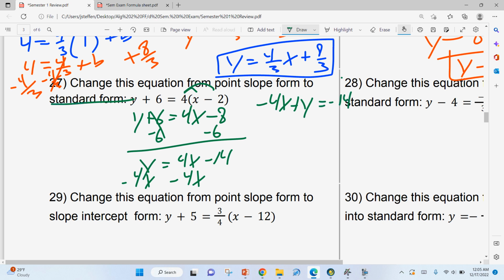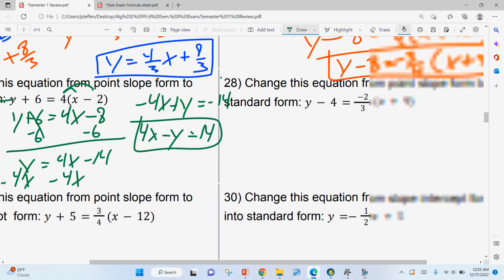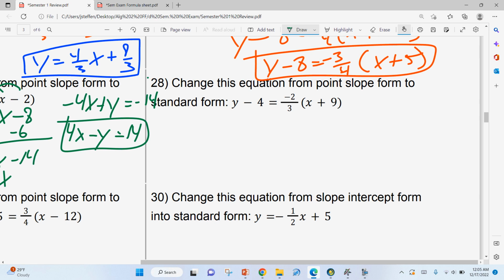Now here's a problem. You cannot have a negative with your x, so it's got to be positive 4x. Now if I switch that sign, I have to switch every other sign. Negative y is equal to positive 14. So really, I multiplied everything by negative 1, but I think it's almost easier to remember if you change the sign for one number, you have to change it for all the numbers.